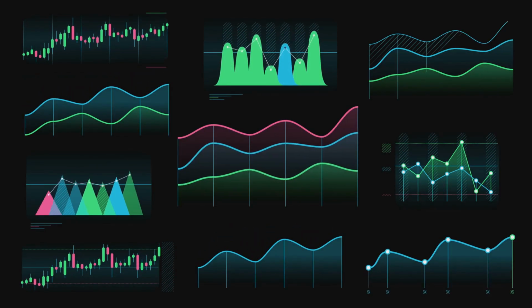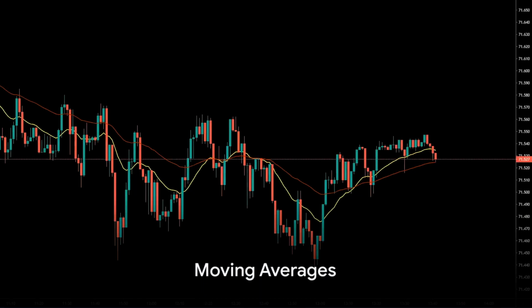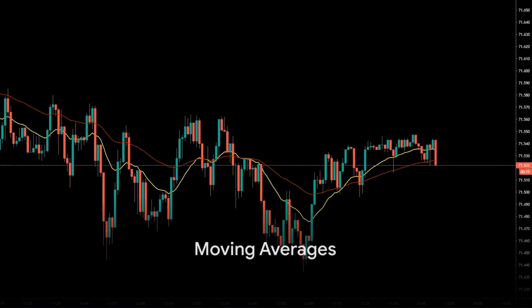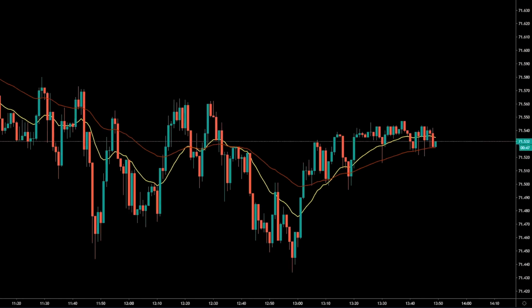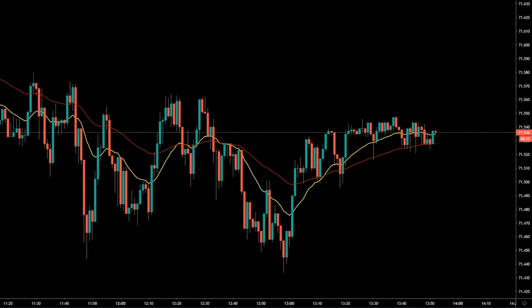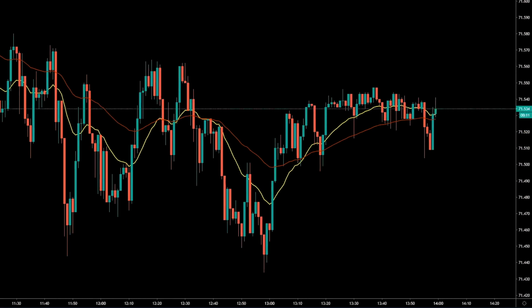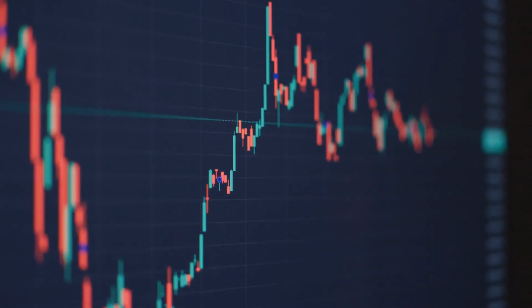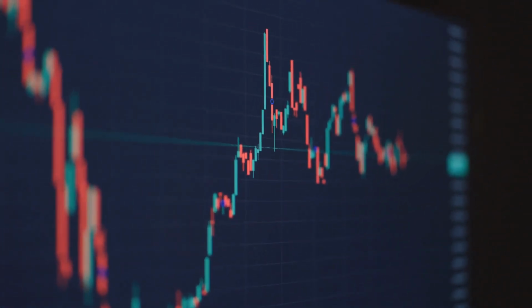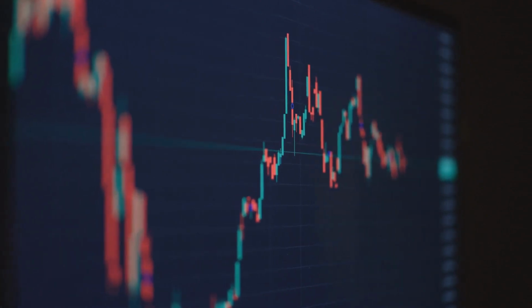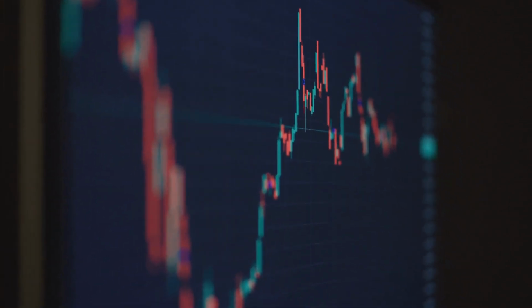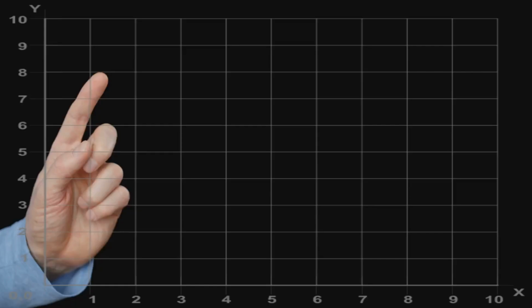Now let's explore some key indicators. First up, we have moving averages. This is a fundamental tool in the trading world, often used to smooth out price data and provide a clearer picture of the market's direction over a specific period. Now, there are two types of moving averages that traders commonly use: simple moving averages or SMA and exponential moving averages or EMA. Let's break these down a bit.